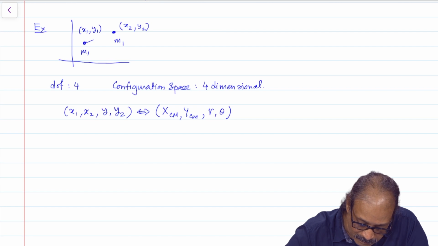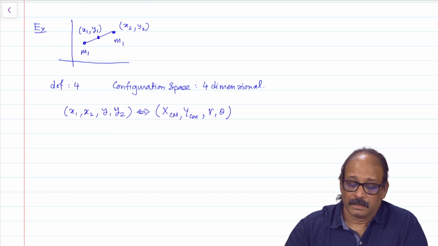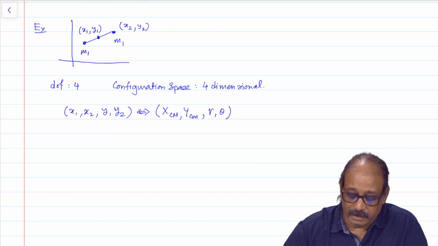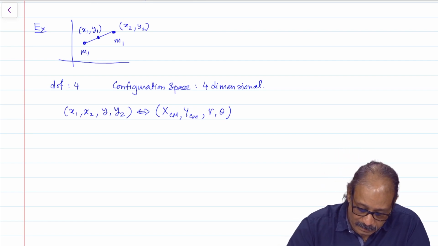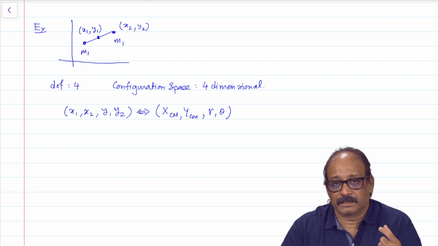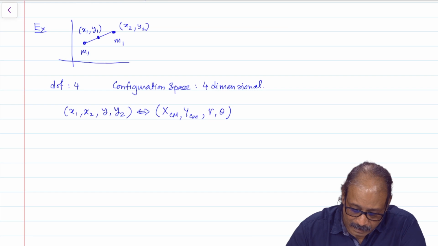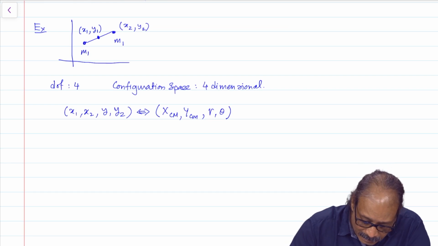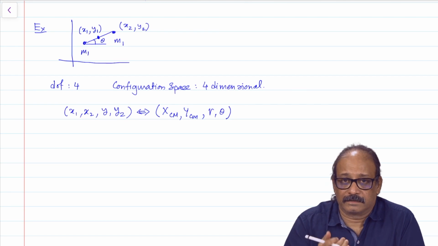The center of mass here will lie somewhere halfway between m1 and m2. This center of mass has 2 coordinates, x cm and y cm. The coordinate r is basically the separation, or the distance, between the 2 masses. And what is the angle theta? Theta can be chosen to be the angle between the separation vector and the x axis.